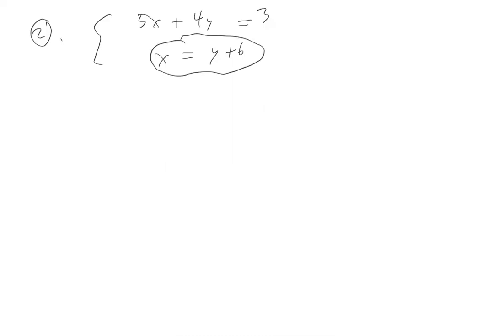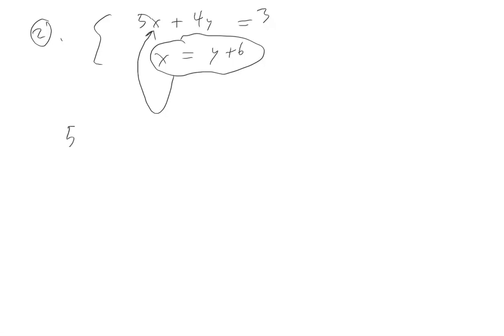Then in problem 2, you have another set of equations: 5x plus 4y equals 3, and then x equals y plus 6. It's a lot of work sometimes to make a graph, and it's also hard to find where the point on the graph of one line touches the point on the graph of the other line. So another way of doing it is, in this equation I know x equals y plus 6, so that means you also know the x that's in the other equation.